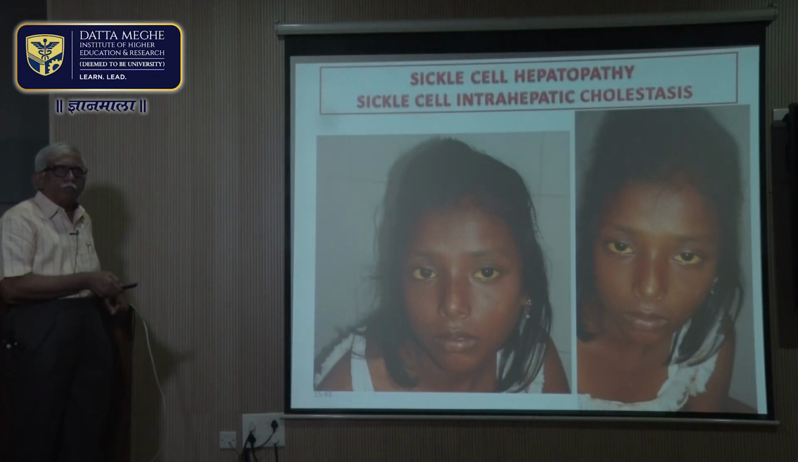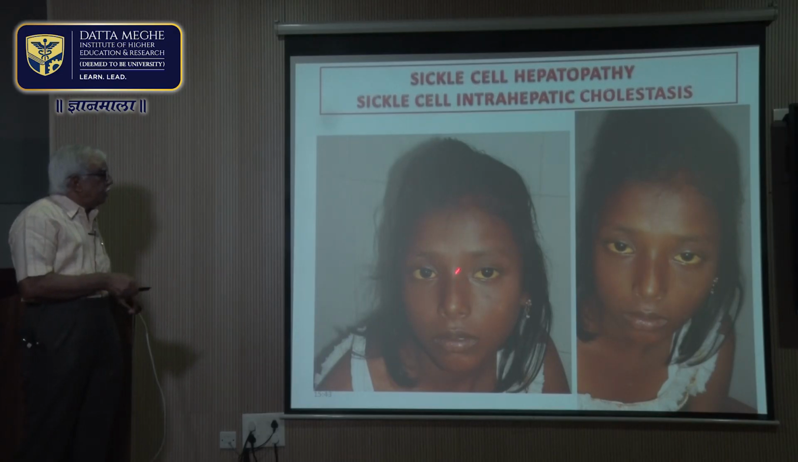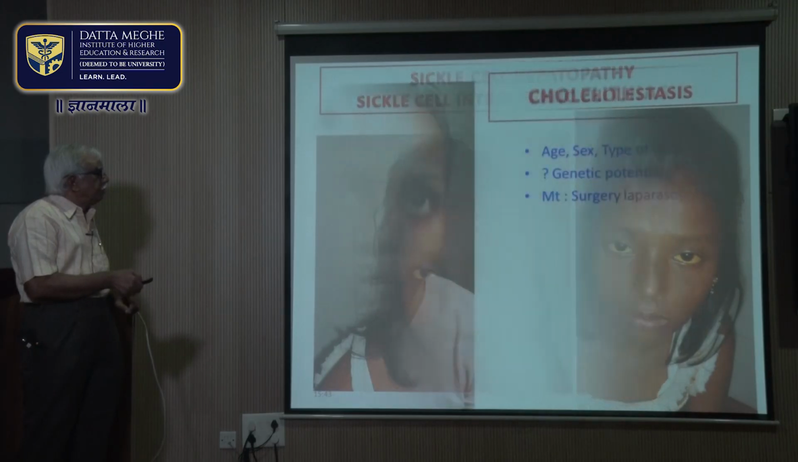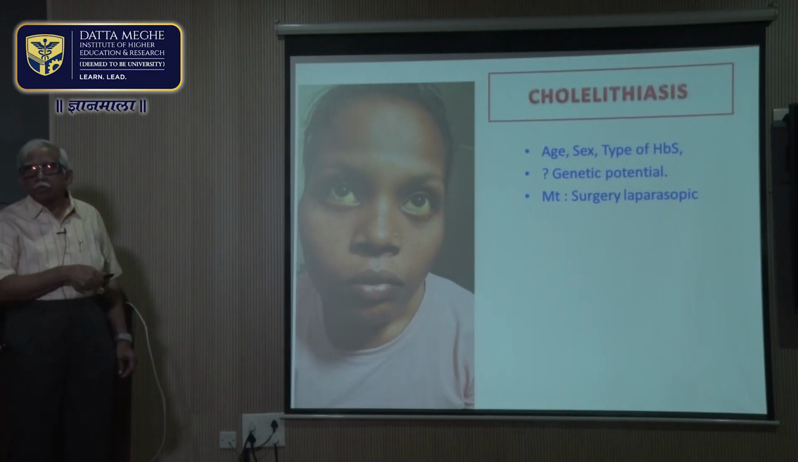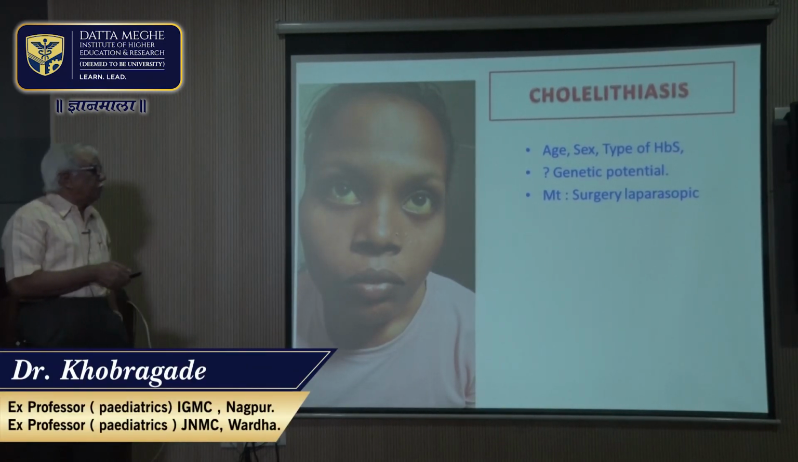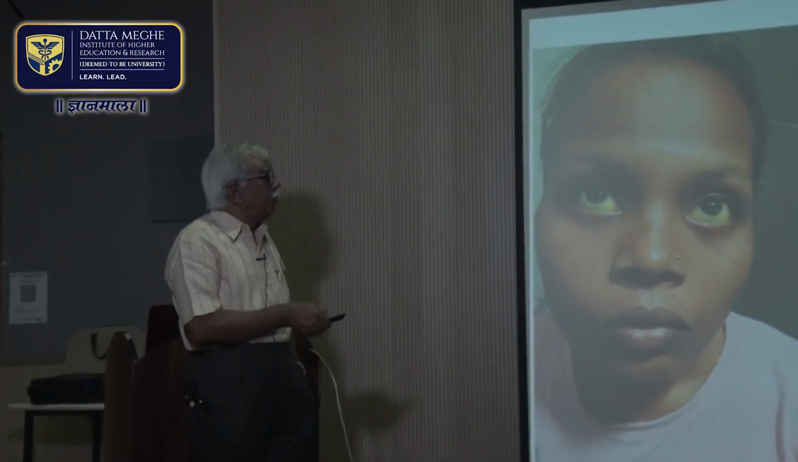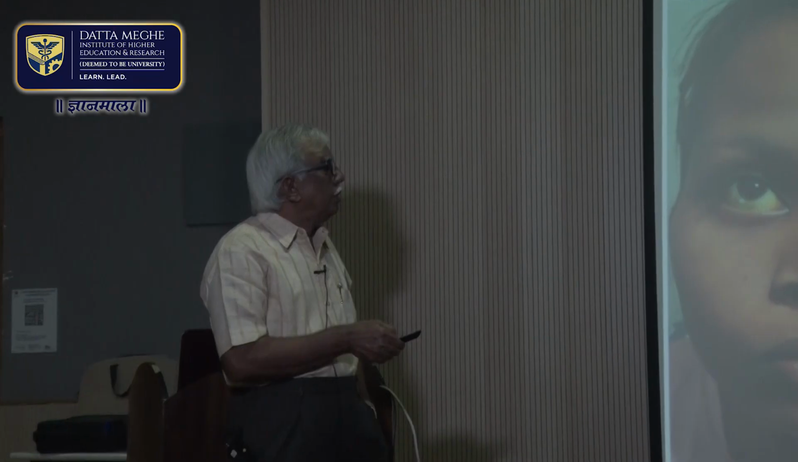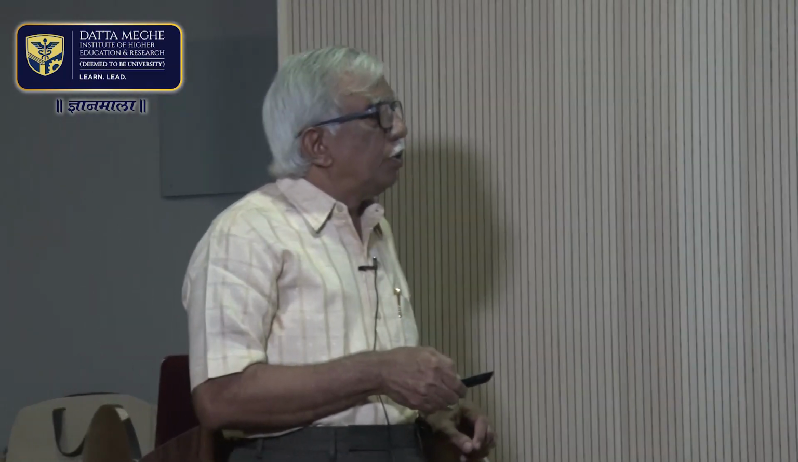Another patient who had a very severe illness, her serum bilirubin was 42 milligram per deciliter, however she recovered over a period of 3 to 4 weeks. This is another patient who was admitted with me. Today only I referred this particular child to the government medical college for surgery because she had cholelithiasis with jaundice. She has pain in the right hypochondrium, and genetic potential is very common.